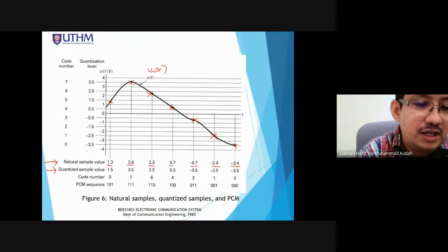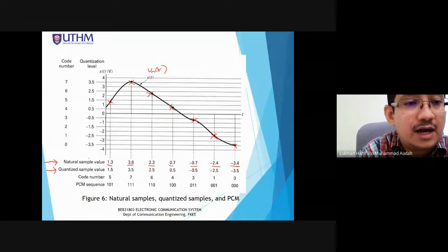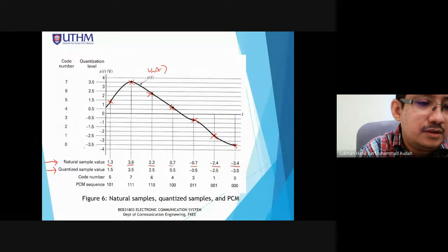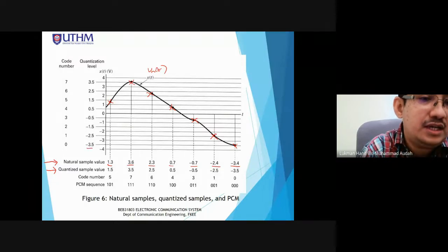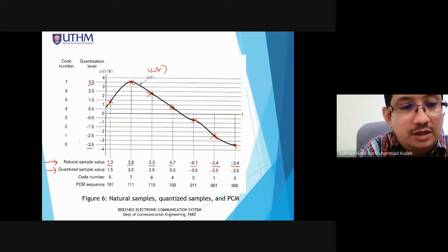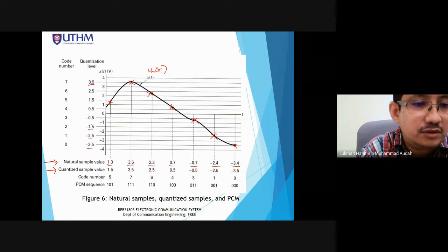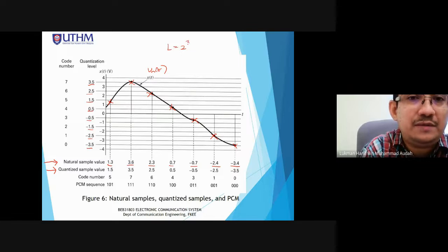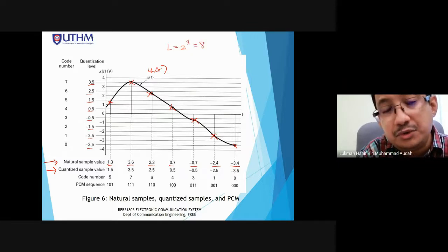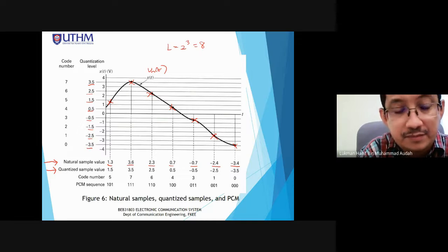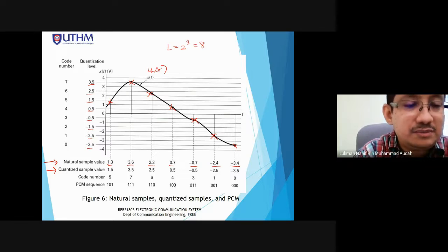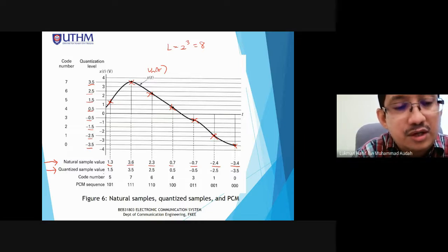So, apakah dia quantized level? Quantized level di sini adalah ada 8 bermula daripada minus 3.5 sehinggalah 3.5 volt. Dan kalau you lihat di sini, ni dia punya quantization level ada 8. Kenapa 8? Kerana dia menggunakan 3 bit. So that means L equal to 2 power of 3, which is equal to 8. Sistem ini menggunakan 3 bit. Okay. Dan kalau you lihat semasa proses quantizations, kita akan membundarkan sample value kepada nilai quantized level yang terdekat.